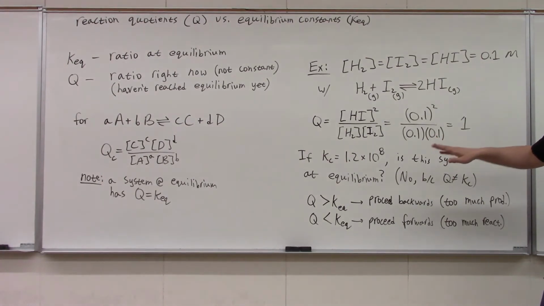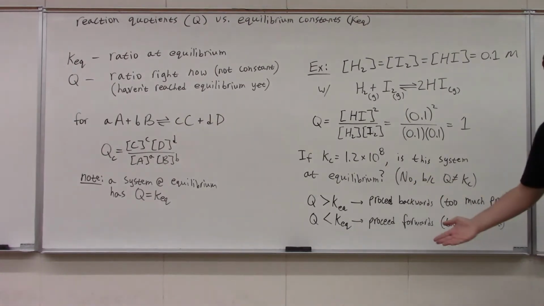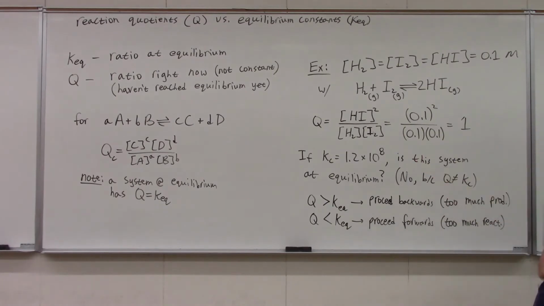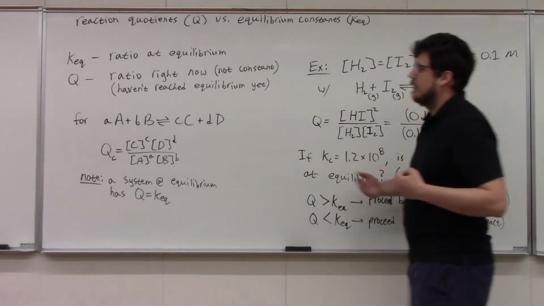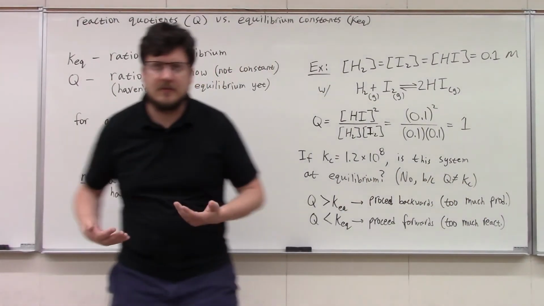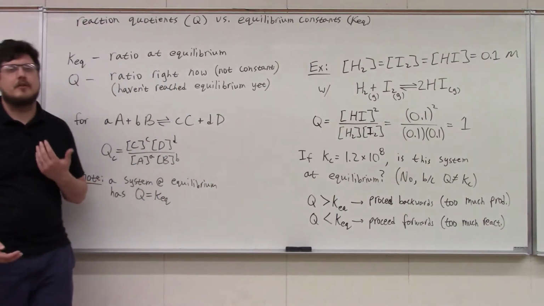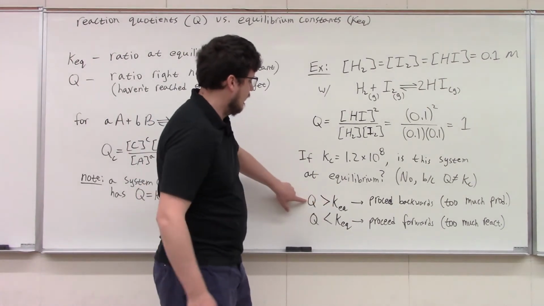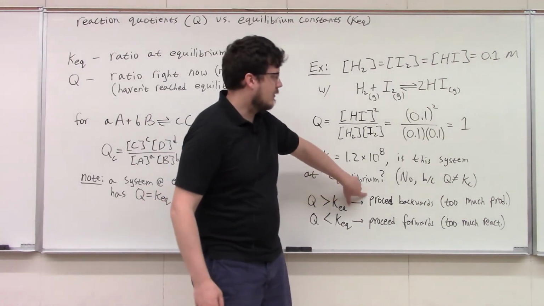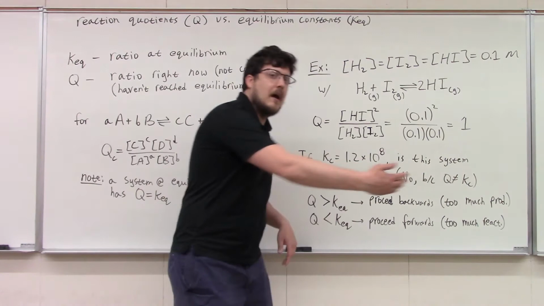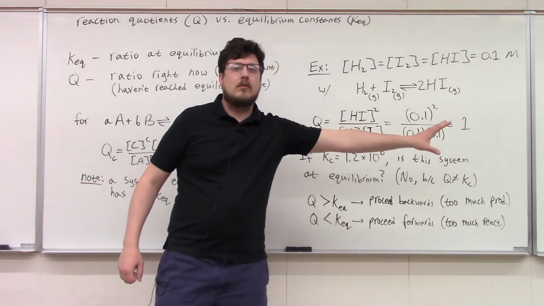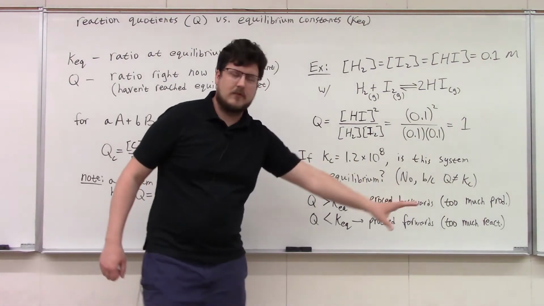Till it's maybe broken. Anyway, 1 and this are not the same, so we are not at equilibrium. If they were, we would be, okay? So then we can ask the question, well, how is it going to shift? Is it going to make more products? Is it going to make more reactants to reach equilibrium? To do that, we just go, well, if K is less than Q, so if Q is larger, it's going to make more reactants. It's got to back up. And if Q is smaller than K eq, it's got to make more products. It's got to proceed forward.